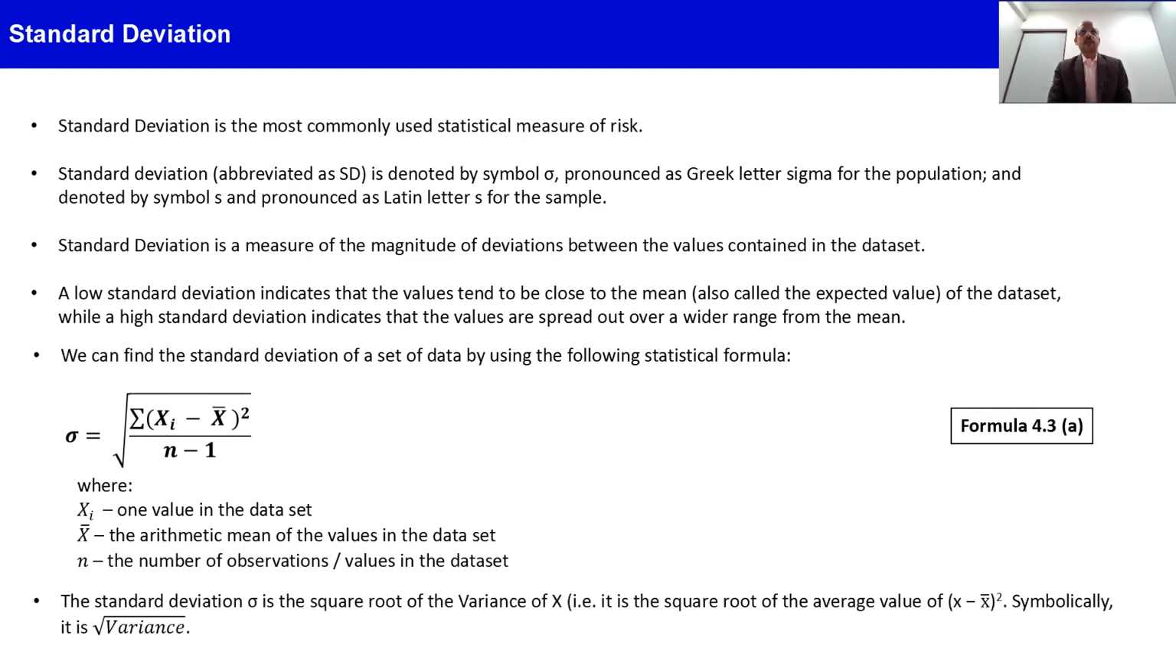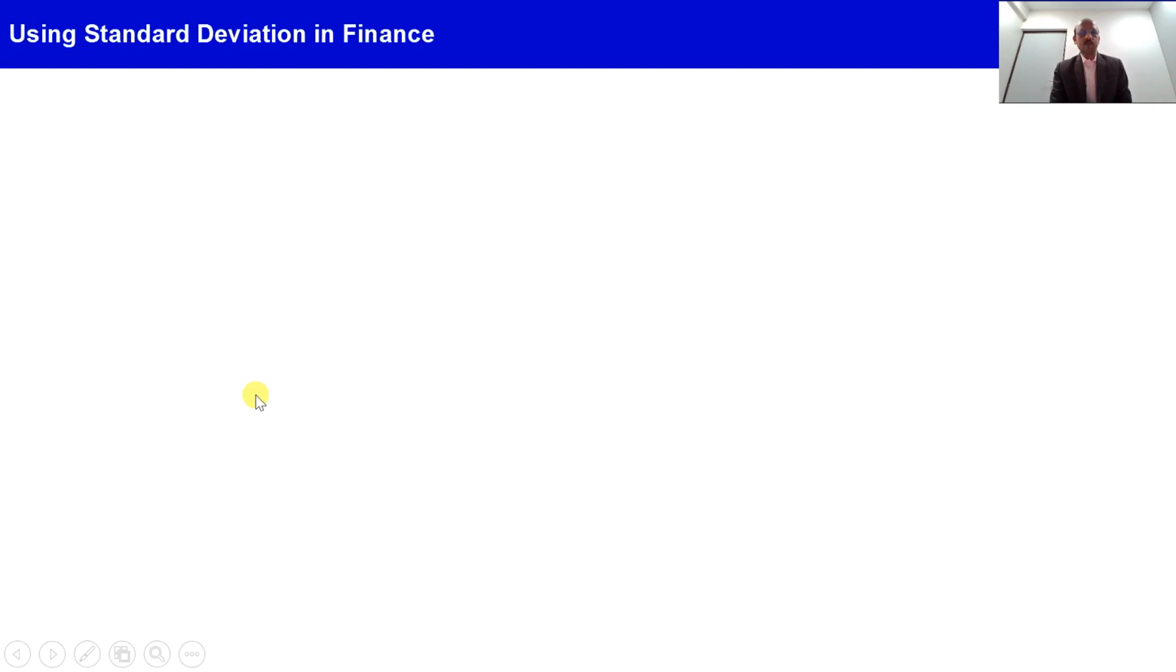We can also calculate the standard deviation by taking the square root of variance, because variance is the sum of (x minus x bar) squared divided by n. So we don't do the under root of these values in variance, whereas in standard deviation we do the under root of this whole thing.